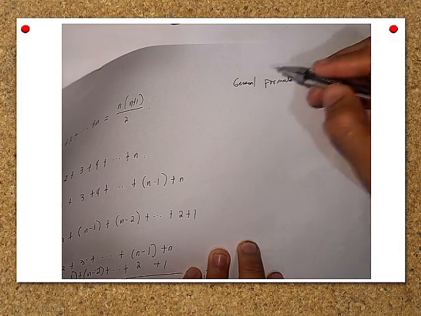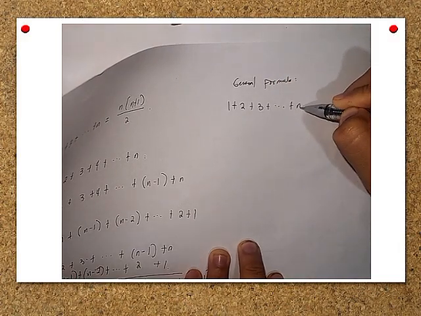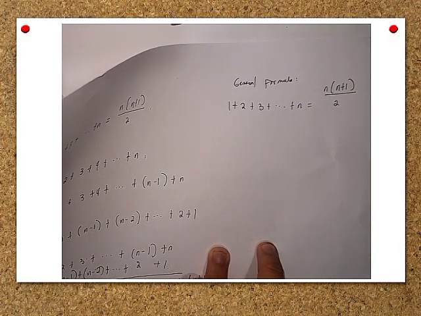The general formula for the sum of the first n natural numbers, 1 plus 2 plus 3 plus ellipsis plus n, is equal to n times (n plus 1) divided by 2.